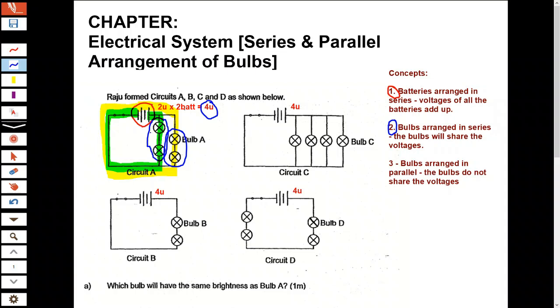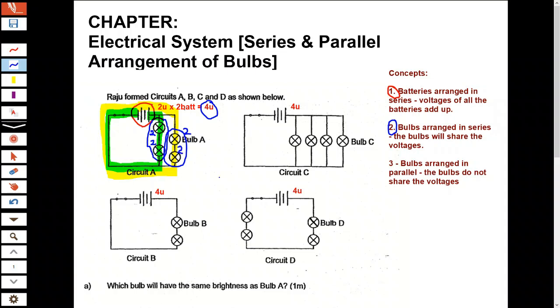4 units divided by 2, you will get 2 units. So this bulb will receive 2 units and this bulb will receive 2 units. And the same applies to the other set of bulb. So over here also 2 units and this one also 2 units.